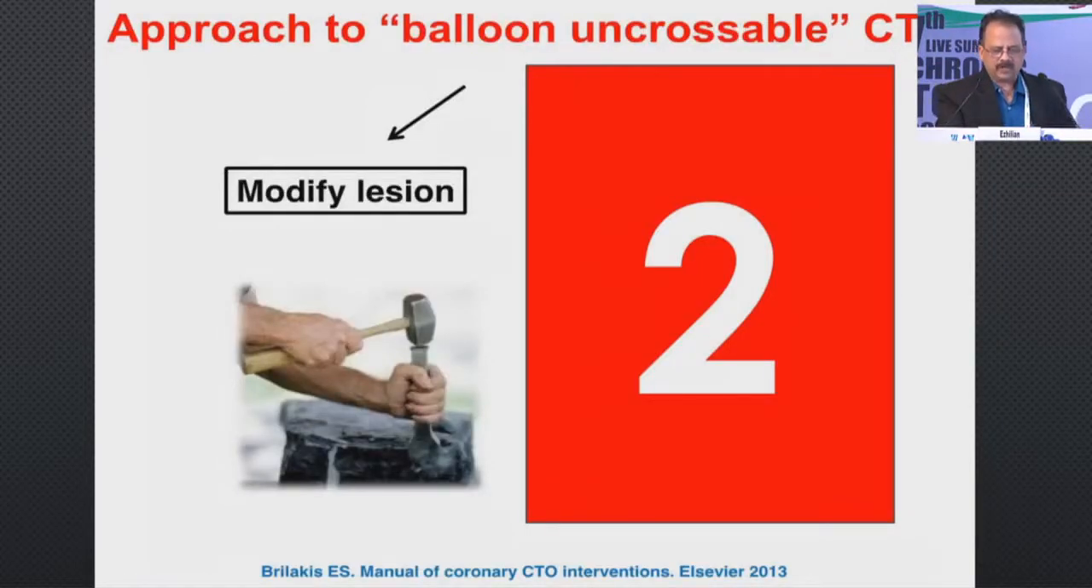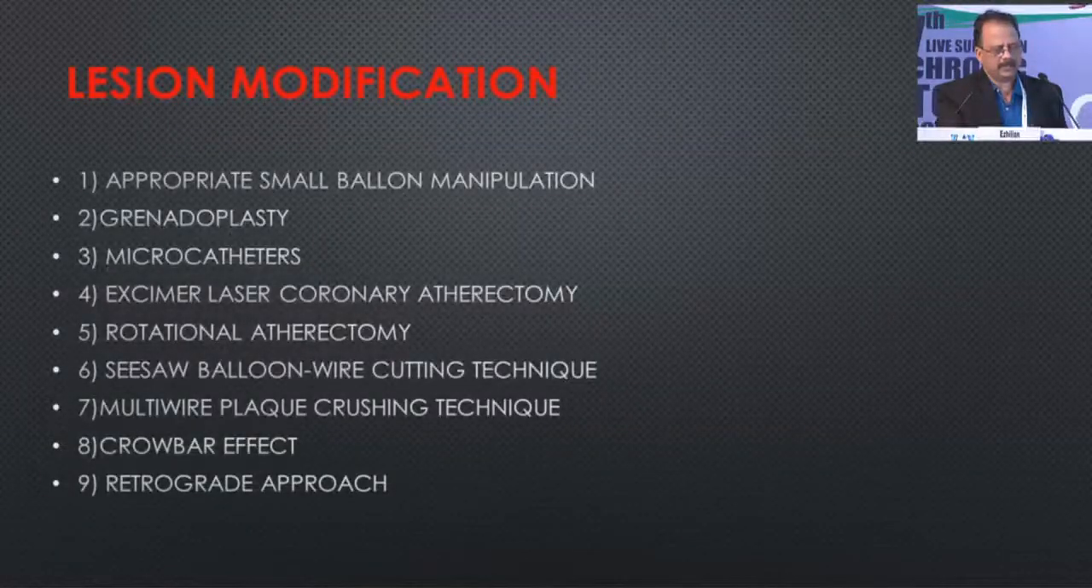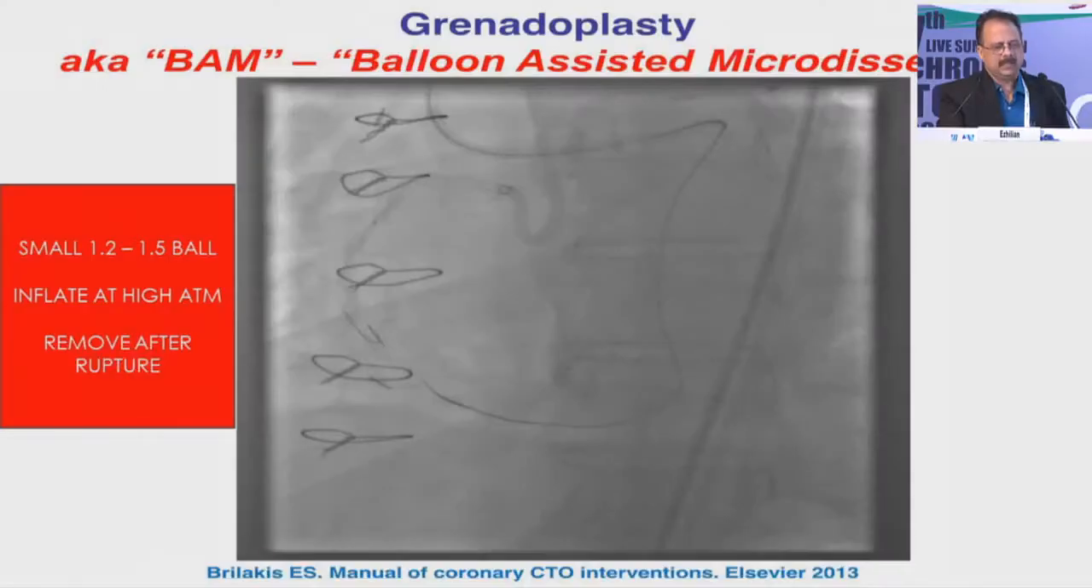Then how to modify the lesion? You can modify the lesions in the following ways: appropriate small balloon manipulation, granuloplasty, microcatheters, excimer laser atherectomy, rotational atherectomy, seesaw balloon wire cutting technique, multi-wire plaque crushing technique, crowbar effect, and retrograde approach.